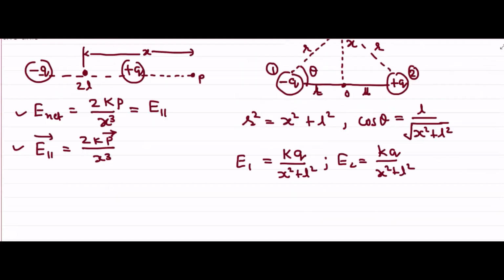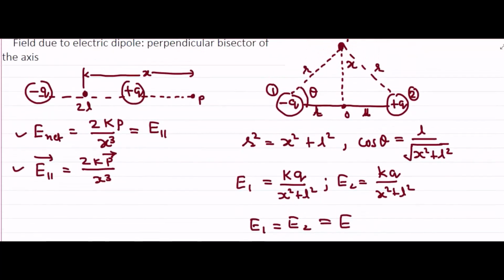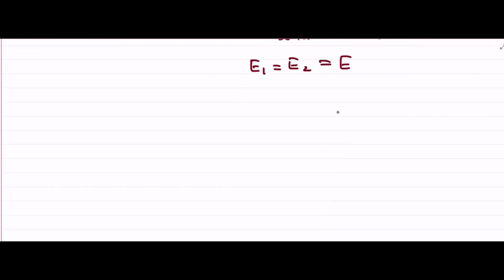And therefore what I can do is I can say E1 is equal to E2. Both have the same magnitude, and we'll call this E. So we have obtained the magnitudes of the two forces. So let us draw this diagram again over here.